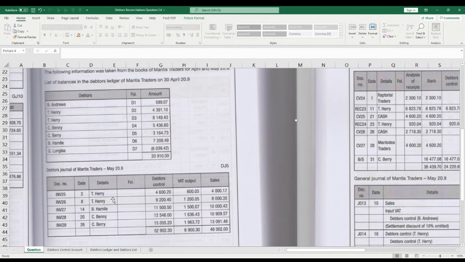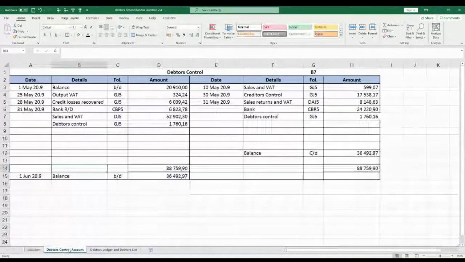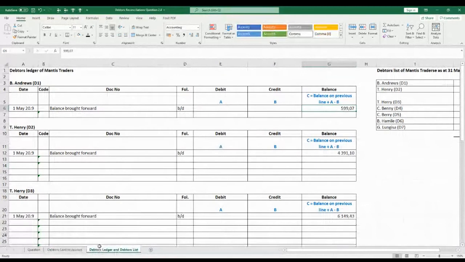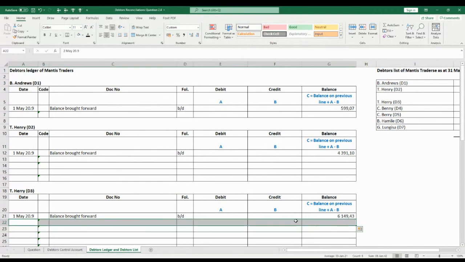Okay, so let's start off. The first entry was invoice 25 that goes to T. Harry on the 2nd, and it was for 4,600. So if I go to my debtors ledgers, I go look for T. Harry. Now, you'll see there's a T. Henry and a T. Harry, so I need to be very careful which one I'm capturing it to. Now, on the 2nd, I will capture the following information.